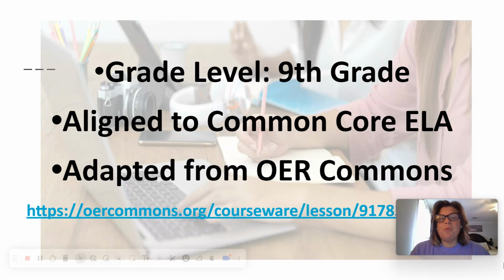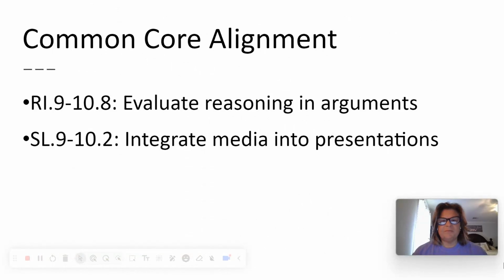This lesson would be appropriate for ninth grade. It has been aligned to the Common Core ELA standards, and I actually adapted this from an OER Commons lesson that is available for all, and I've shared the link here. It aligns with these specific standards on evaluating reasoning and arguments, also how to integrate media into presentations. I'm sure you could find more standards if you would like. These are just the two that are the most common.